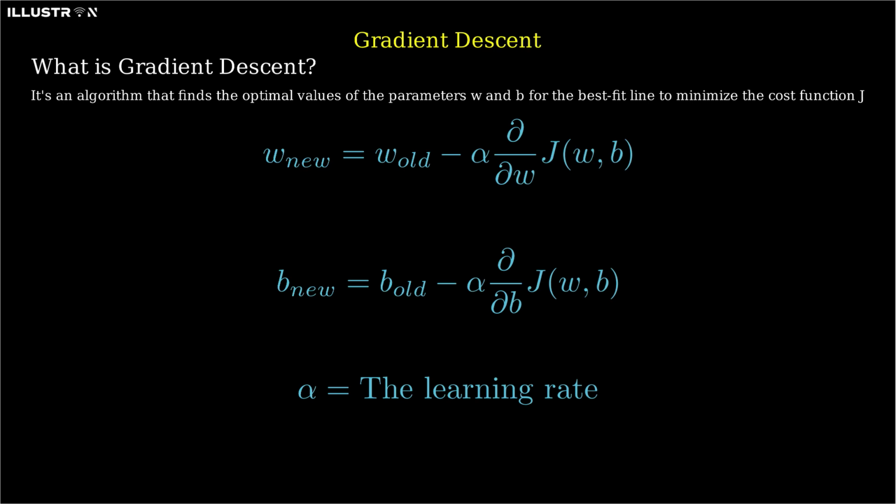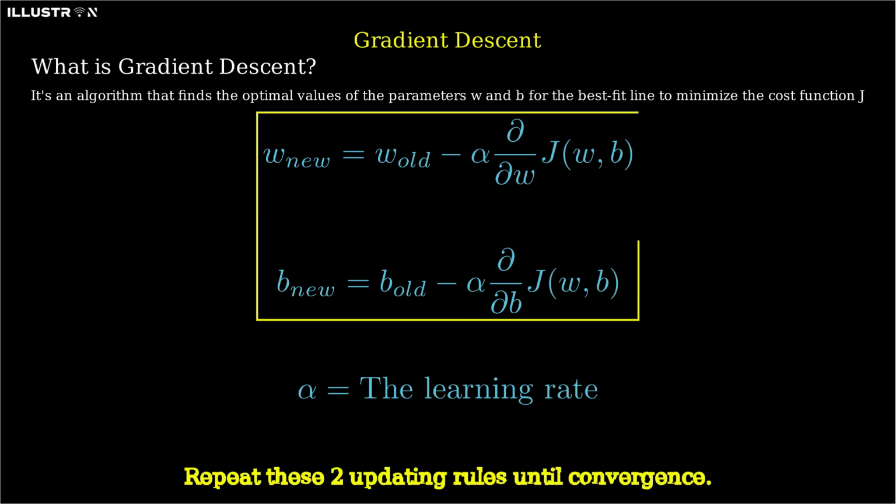Partial differential J, partial differential W, represents the partial derivative of the cost function, J, with respect to the weight, W. It tells us the steepness of the slope at the current weight value, W old. Essentially, Rule 1 subtracts a fraction of the derivative from the current weight, pushing it in the direction of steeper descent. Similarly, Rule 2 adjusts the bias based on the derivative to minimize the cost function.